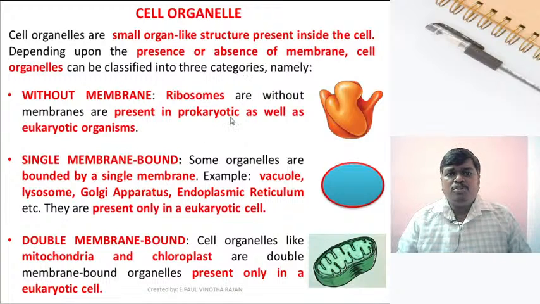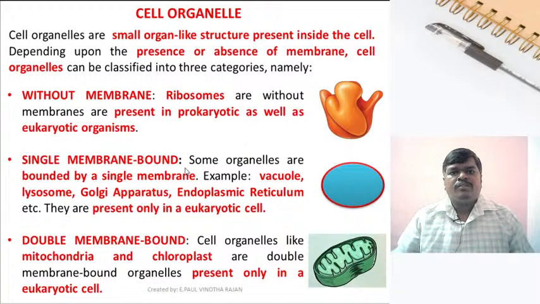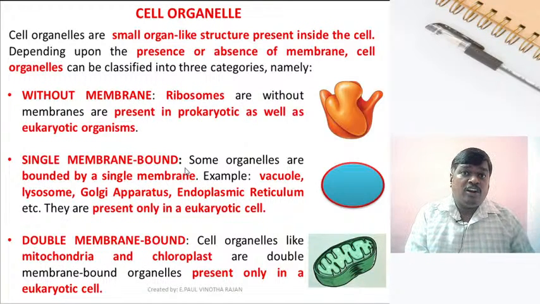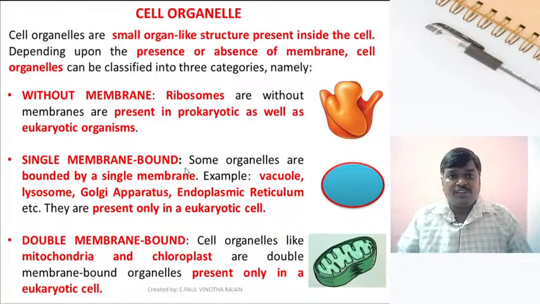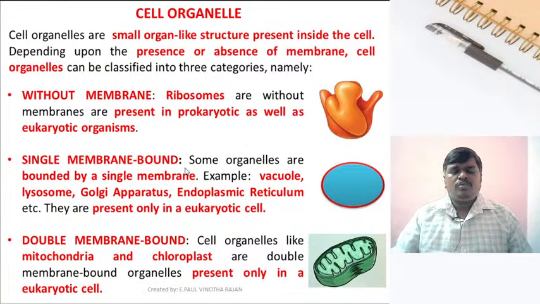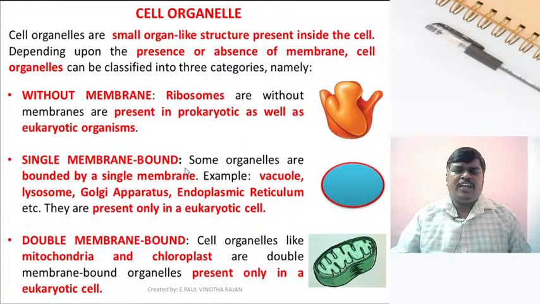For example, the ribosomes, which are known as the protein factory, are without a membrane. They are present in both prokaryotic organisms and eukaryotic organisms, primitive organisms as well as the true organisms. In both organisms, the ribosomes are present. They are mainly involved in protein synthesis.